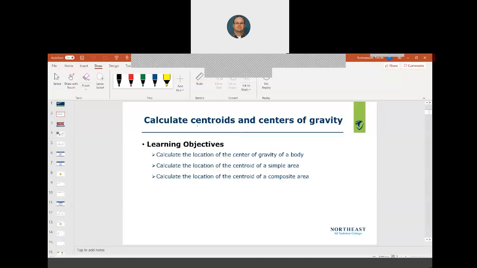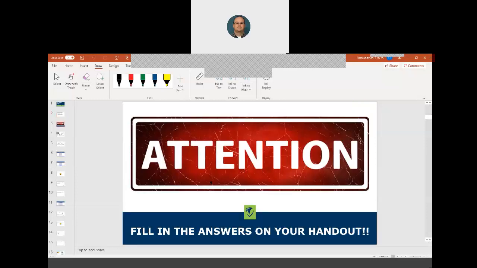For calculating the centroids and center of gravity, we're going to locate the center of gravity of a body. We're going to calculate the location of a centroid of a simple area. We're going to calculate the location of the centroid of a composite area. Again, I made a lecture handout for you to fill in while you're watching this video, the key important things of the video.